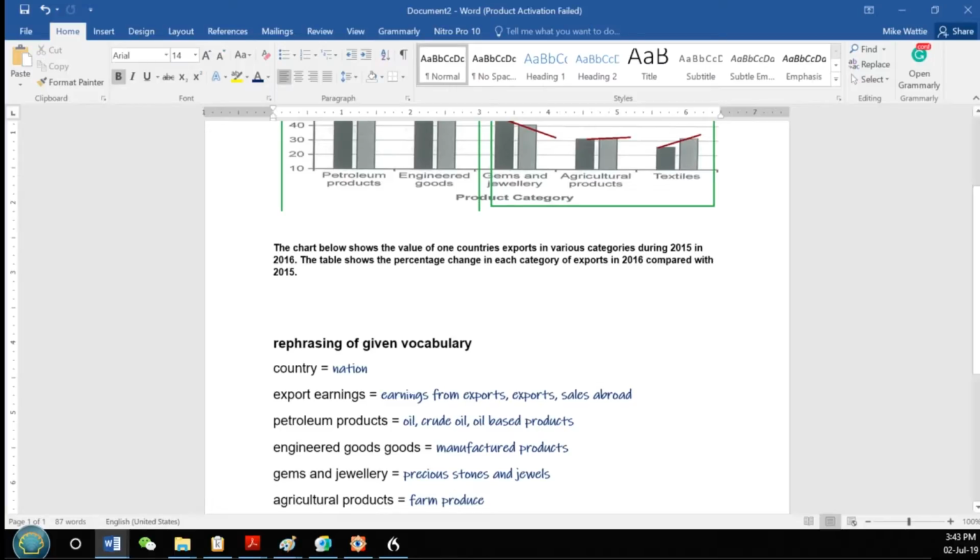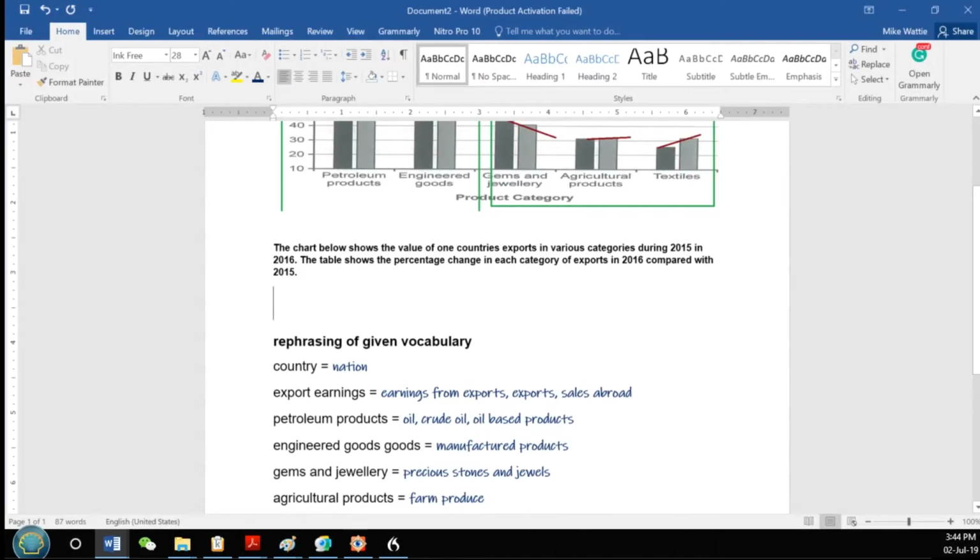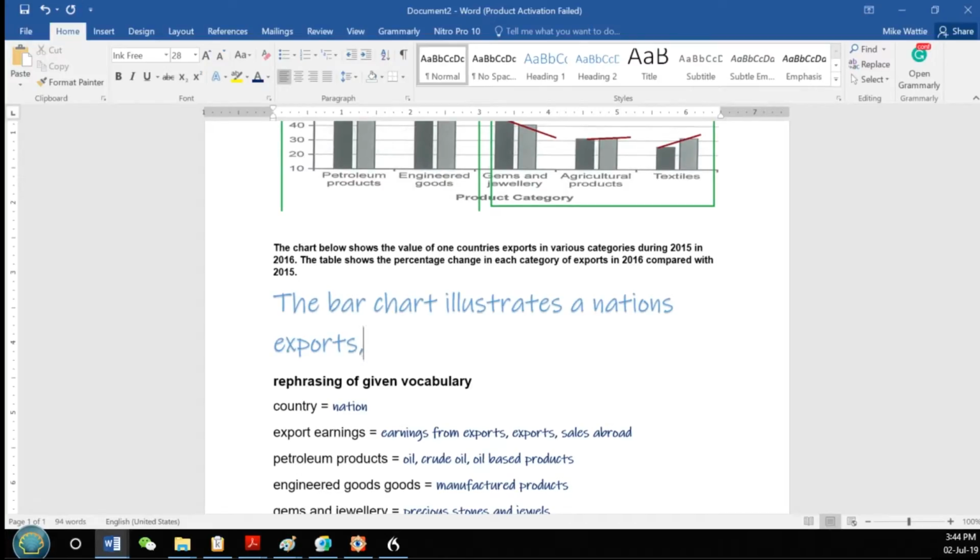Okay, so let's see what I'm writing for this one. So you can see the instructions here on your screen. These are some of the words I paraphrased before. Here's what I'm writing to introduce this task. The bar chart illustrates a nation's exports by category in 2015 and 2016.